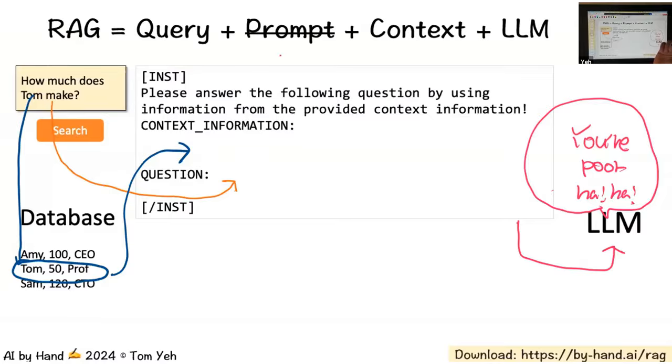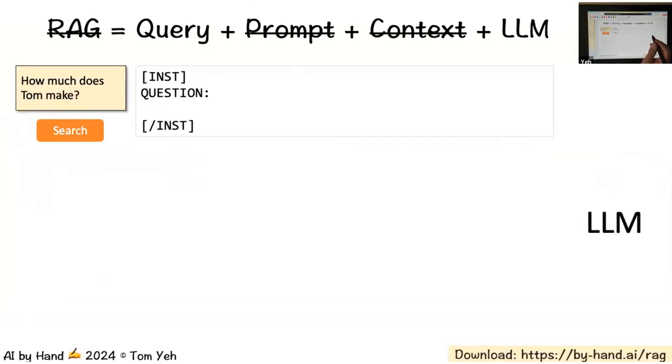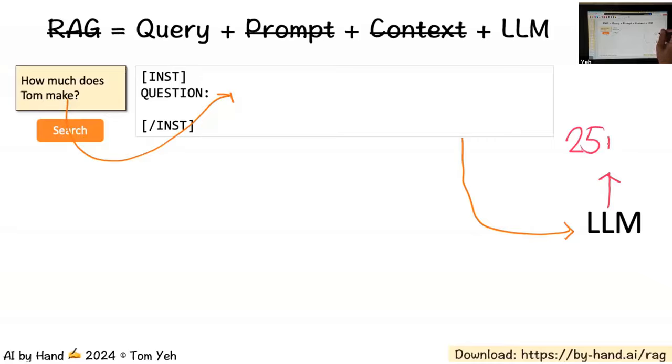Okay? Hopefully that makes sense. And what if we take even more stuff out? We just don't have context, just query to LLM. Actually, going back to this is just the original LLM without RAG. So we just add the query to the LLM directly. What would the LLM say in this case? One way it could say something like $25 million.